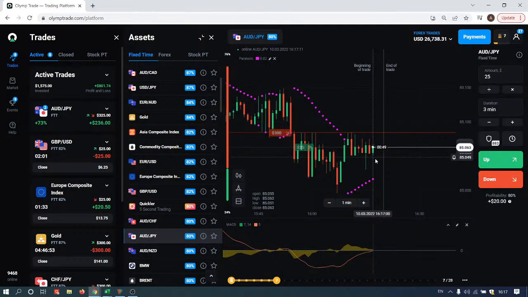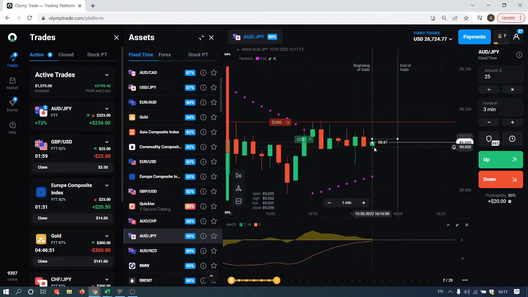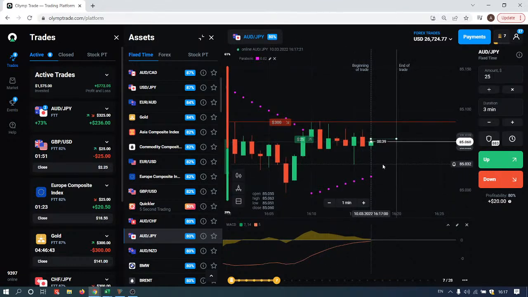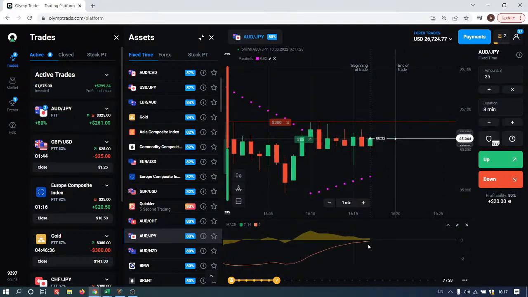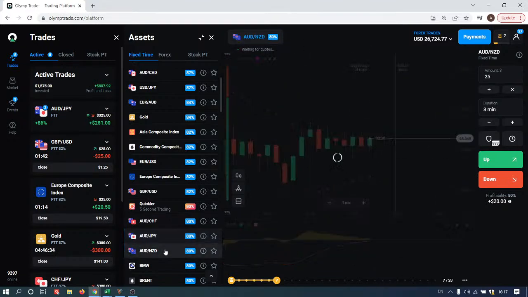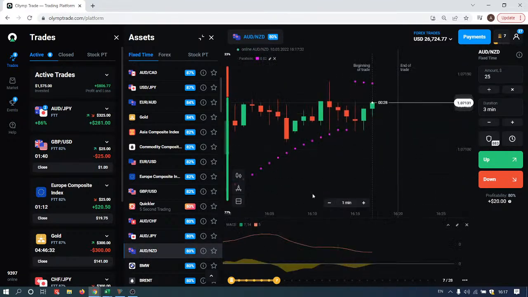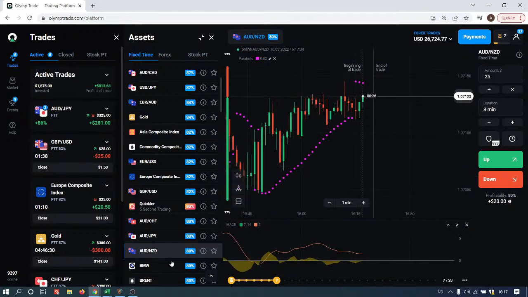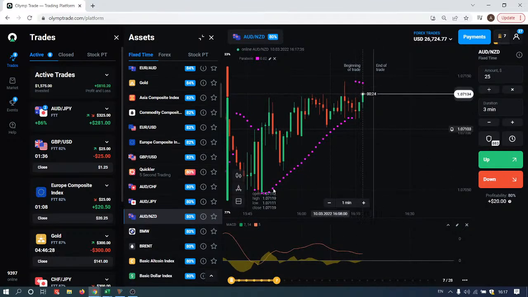Now, yes, AUD JPY. Let's do it. It's an up trade here. It's a signal for an up trade, because the parabolic SAR is trading under the current price, and the MACD area is also above the middle line. So that's a signal for an up trade. Don't like the signal here.